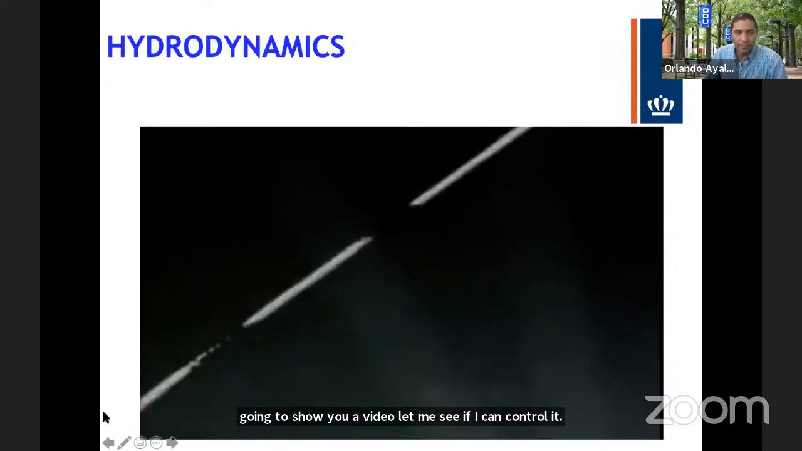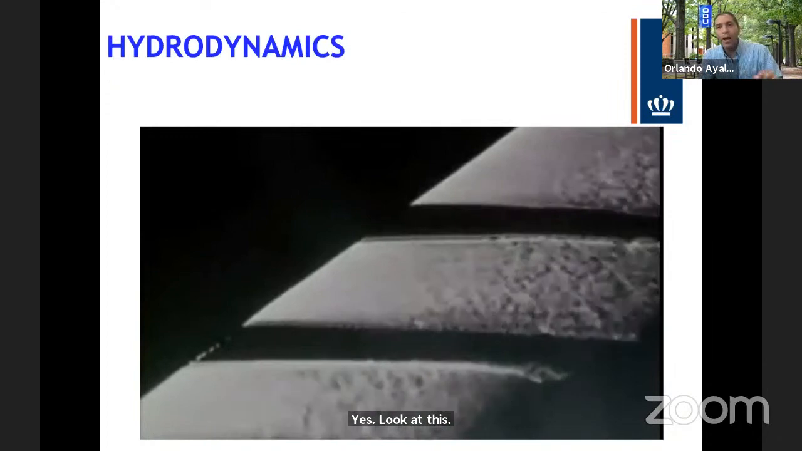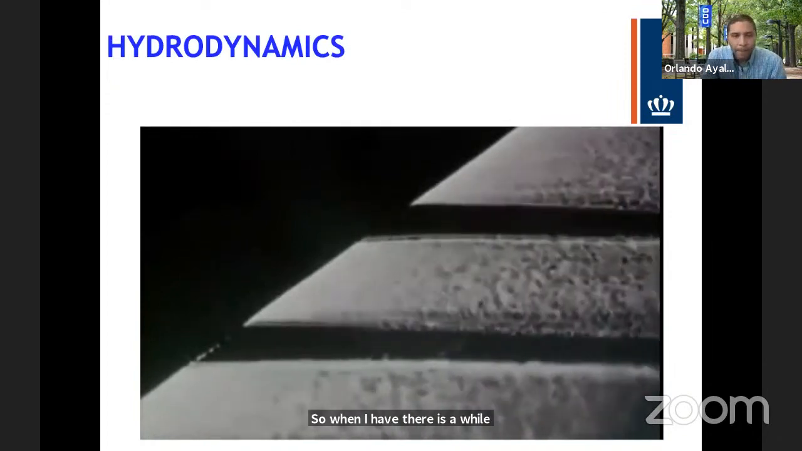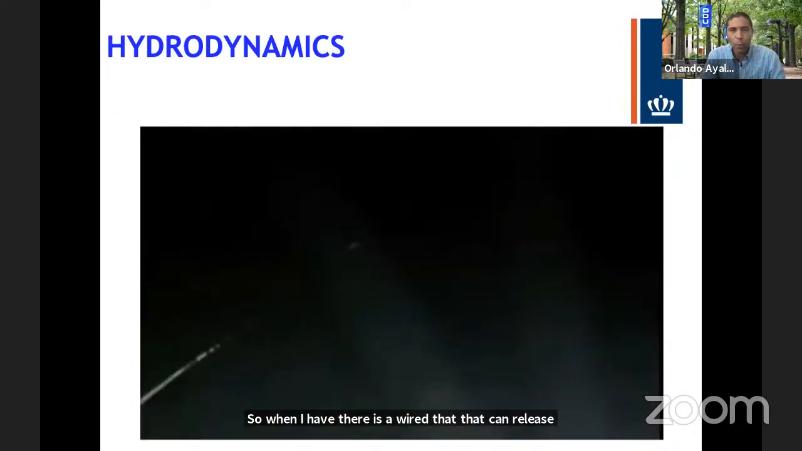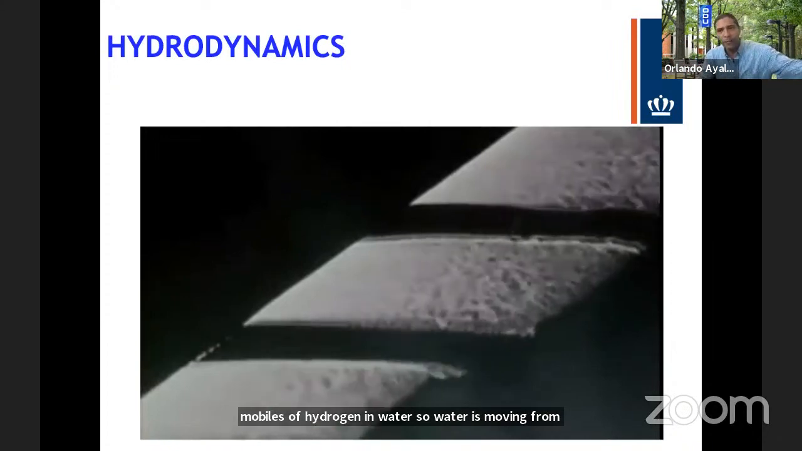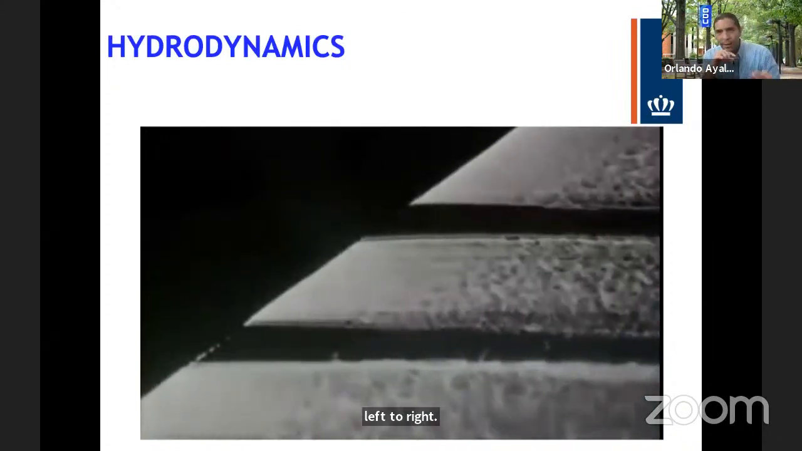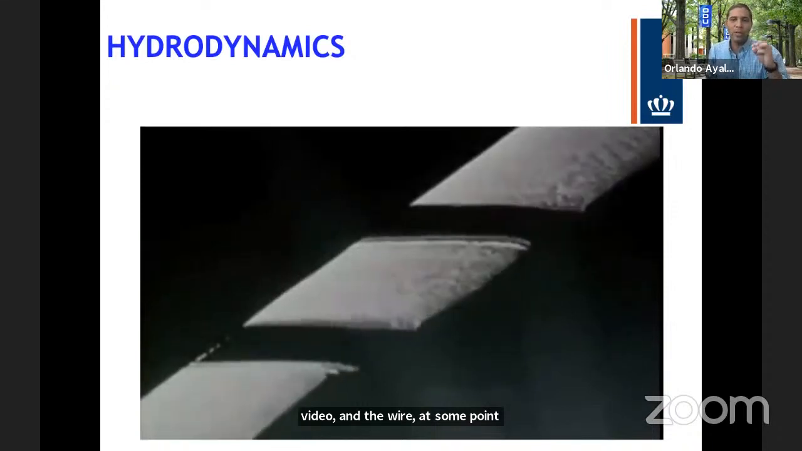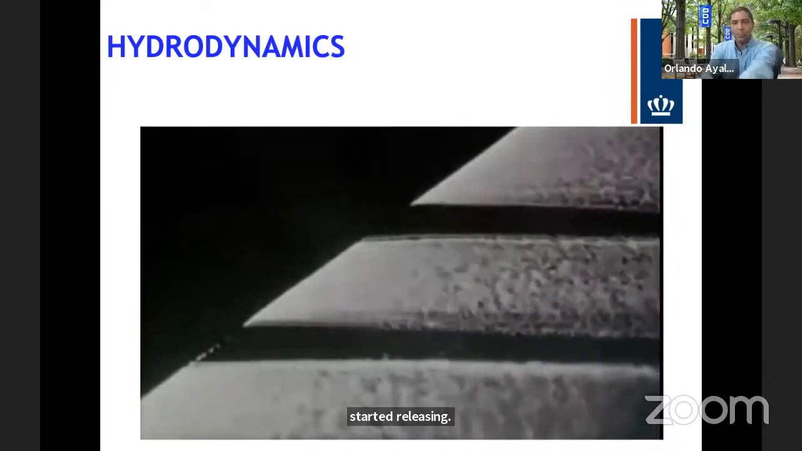Yes, look at this. So what I have there is a wire that can release bubbles of hydrogen in water. Water is moving from left to right. And I have a wire that you can barely see in the video. The wire at some point started releasing bubbles of hydrogen, and all you see there is bubbles of hydrogen.